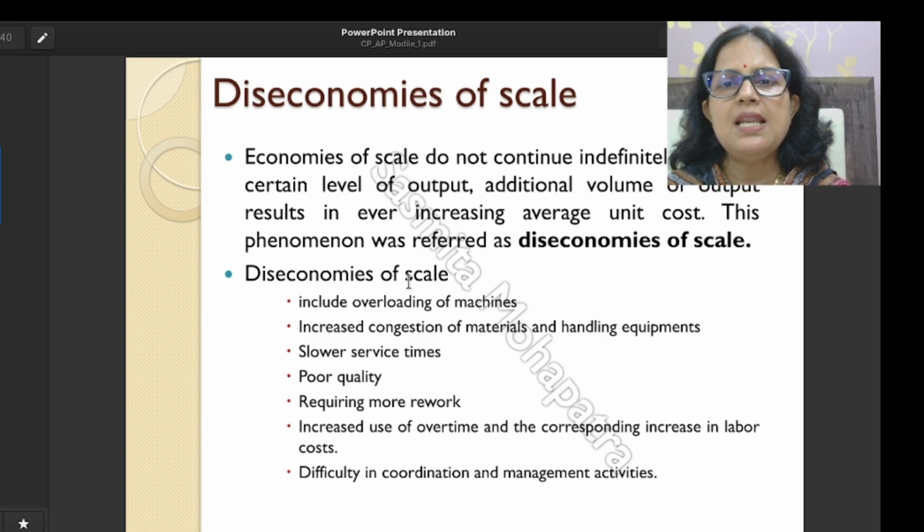Actually, economies of scale don't continue indefinitely. Take the example of a machine: if it runs 8 hours, it can produce, suppose, 800 units of a product. So, the best operating level we can achieve is when we operate the machine for 8 hours and are able to produce 800 units.